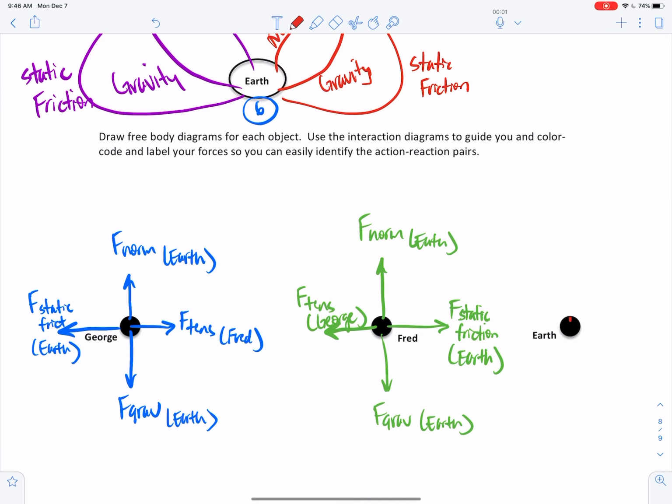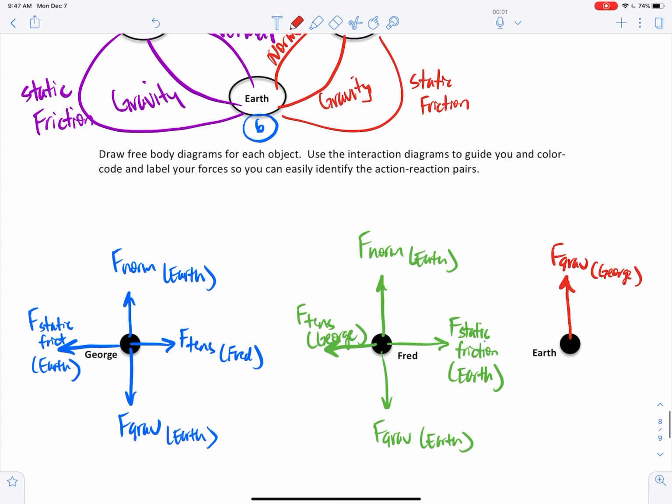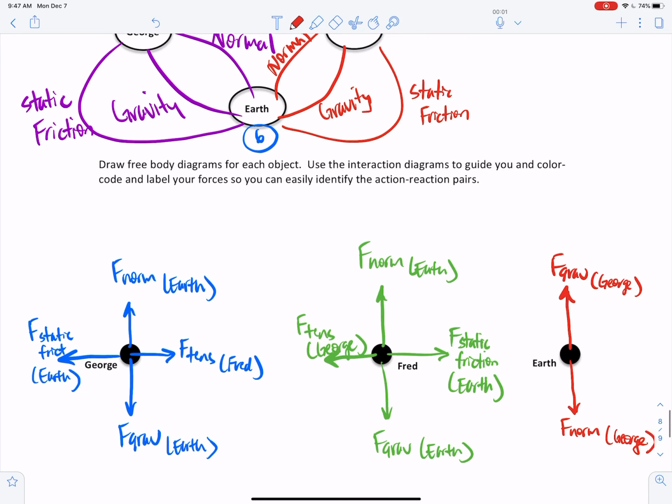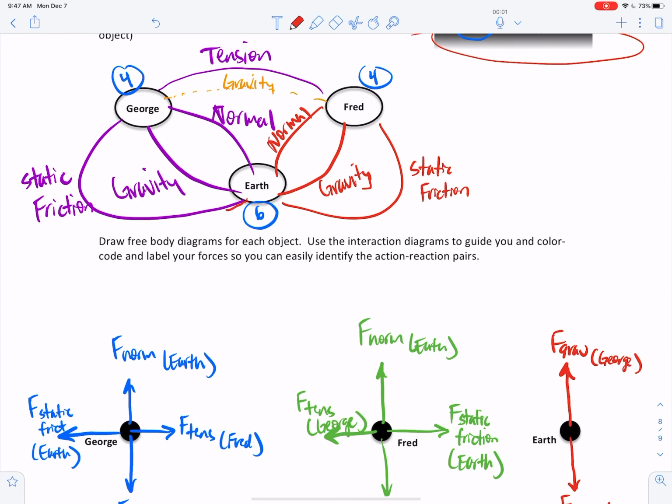The Earth will be pulled upwards by gravity with George. The Earth will be pushed downward by the normal force from George, right? George is standing on the Earth. So the Earth is going to feel that downward push. Okay? And then the Earth is also experiencing right here, right? Static friction from George.